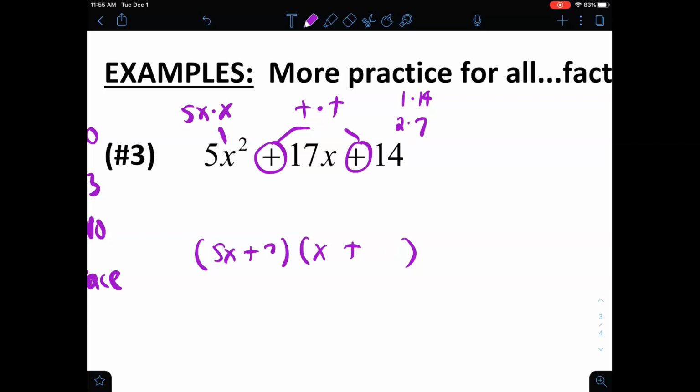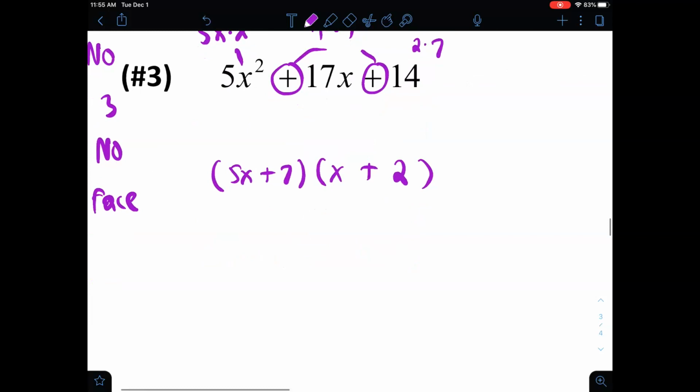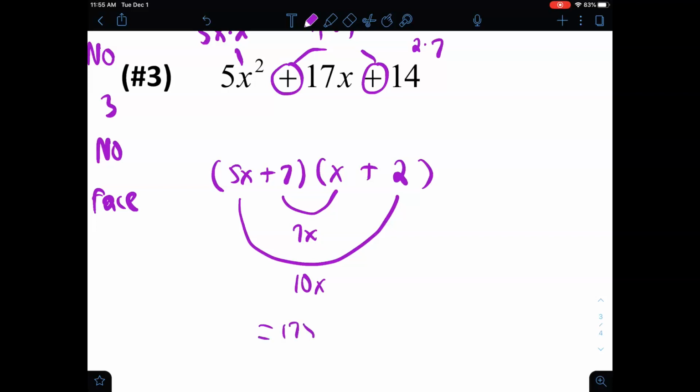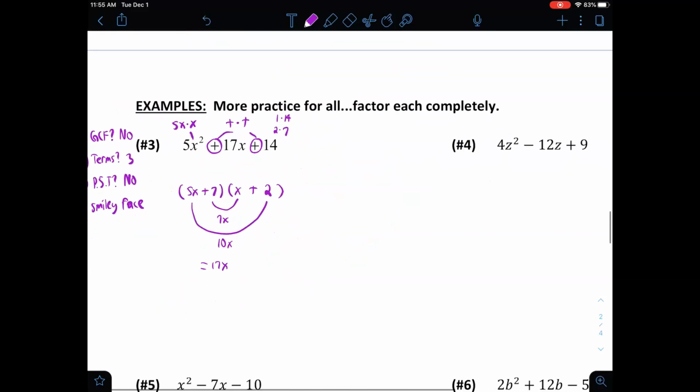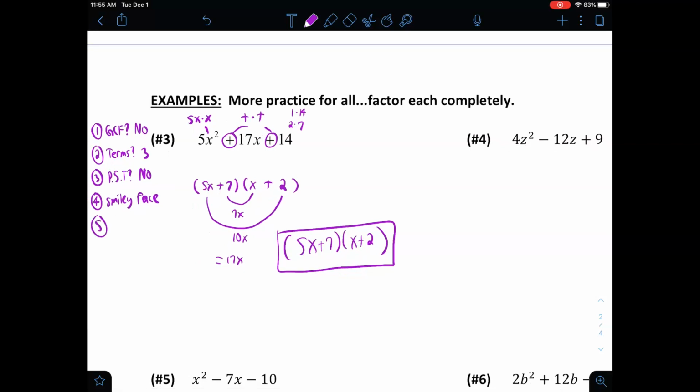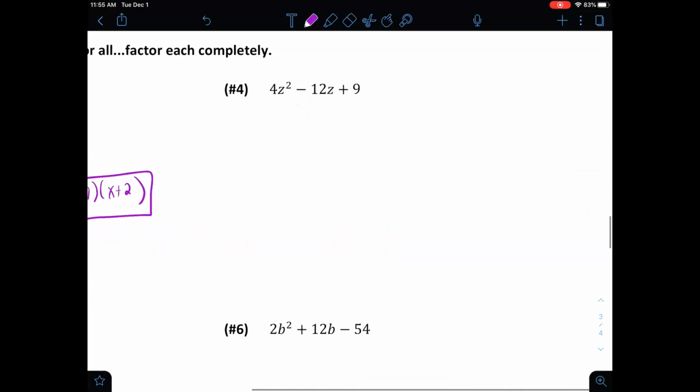So let's instead put 7 right here and put 2 right here. Let's see if that's going to work. 7 times x is 7x. 5x times 2 is 10x, which adds up to 17x, which is great. So our final answer is going to be 5x plus 7 times x plus 2. And so our final thing is we're done. All right, that one's factored.